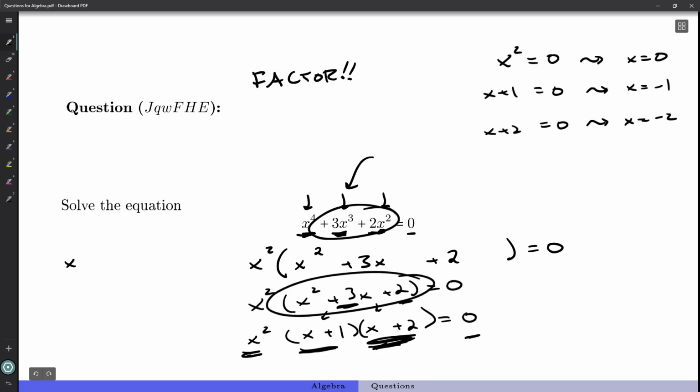So, solve the equation. Well, this will be true for values of x that are 0, negative 1, or negative 2. 3 solutions there.